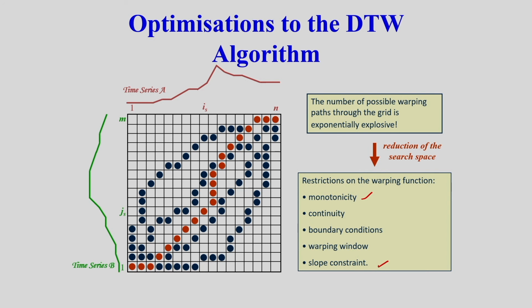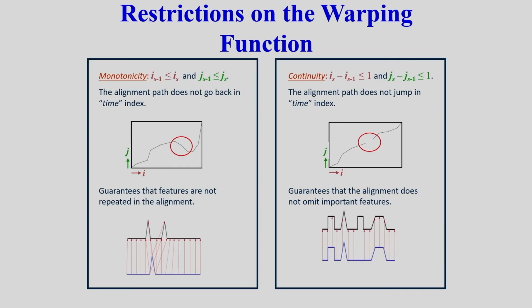So based on this I can find the warping path. First one is the monotonic condition. So I_s minus 1 should be less than or equal to I_s, and similarly J_s minus 1 should be less than or equal to J_s. The meaning is the alignment path does not go back in time index. So that means the warping path should be monotonically increasing.